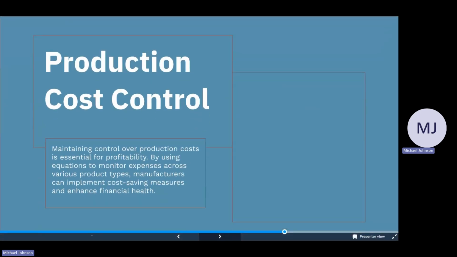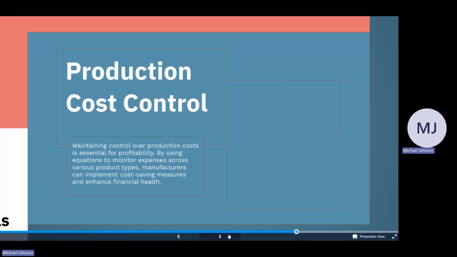Production cost control. Maintaining control over production costs is essential for profitability. By using equations to monitor expenses across various product types, manufacturers can implement cost-saving measures and enhance financial health.